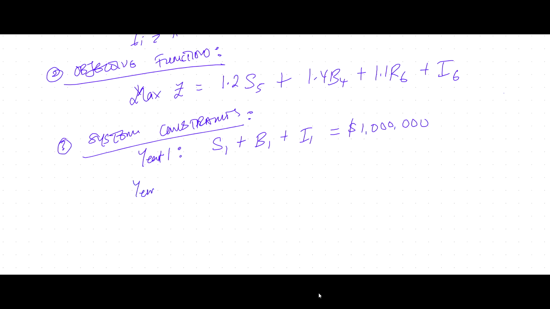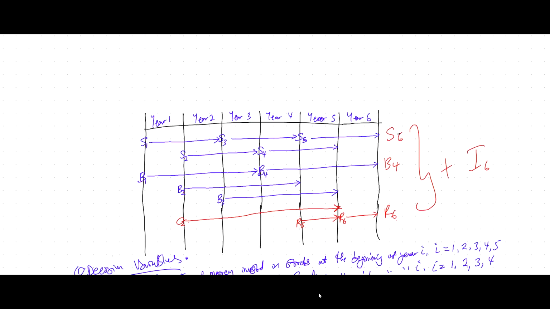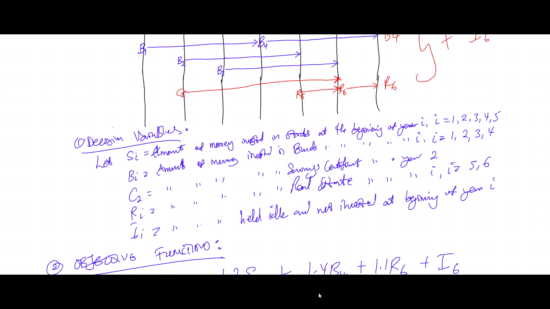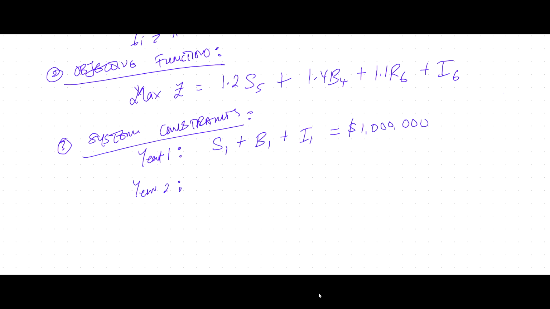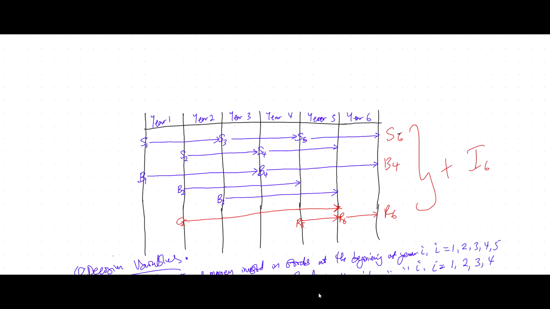Then we talk about year 2. Again, go back to the pictorial. We have S2, B2, C2, and again, I2. Now, you can see that S1, B1 are not returning anything in year 2. That means that the money available in I1, the money that was held idle, is the only money that will be available to be invested here.